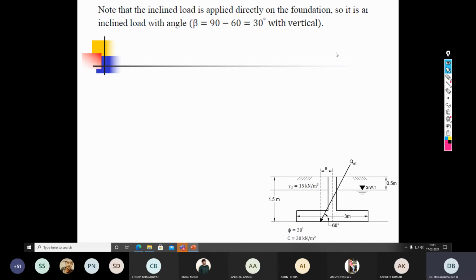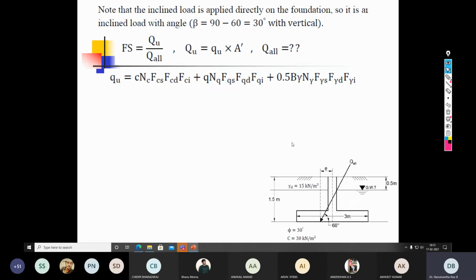So this is the case. First, this is a footing with an inclined load, so here you need to calculate the inclination factors as well. As you know, the factor of safety equation is Q ultimate by Q allowable, the same thing. Since you are dealing with a footing with eccentricity, we have to take the effective area.